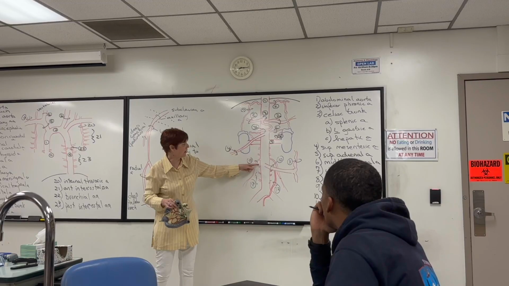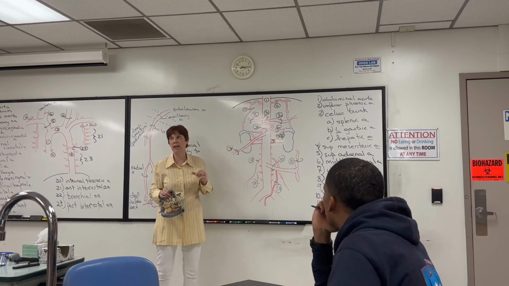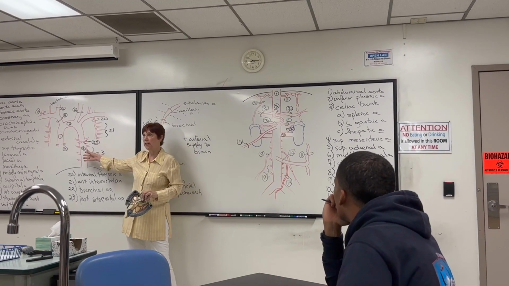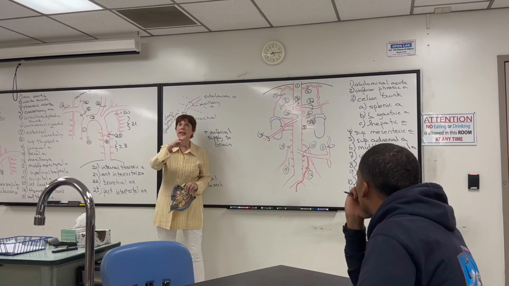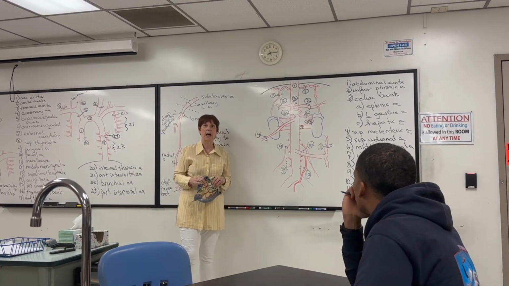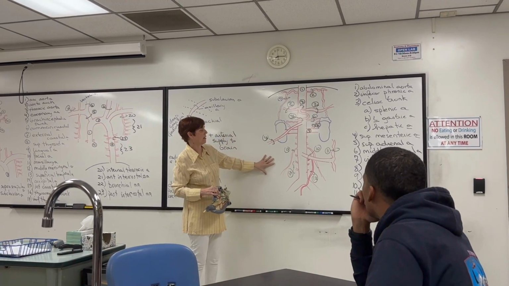And then we have the lumbar, which are really a continuation of the intercostals, but they're not passing between ribs, so we just call them lumbar. And you can see those on the wire models as well as the posterior intercostals.